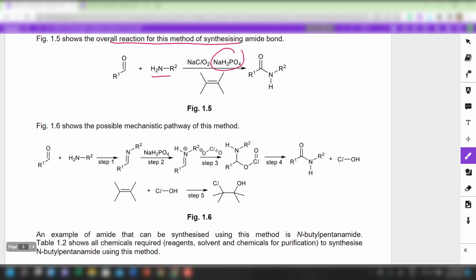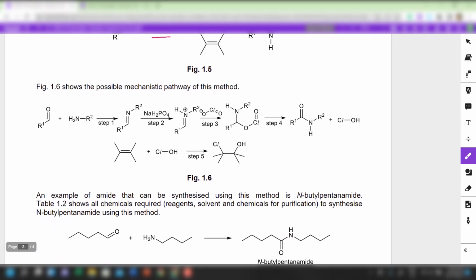Okay, and then over here, figure 1.6 shows you the possible mechanistic pathway. So the first step actually involves a reaction which you are very familiar with. It's like a formation of an imine. Then after that, the sodium dihydrogen phosphate provides the proton for some form of protonation, and later on something happens. You have a ClO2 minus which reacts, likely a nucleophilic attack at the iminium carbon. And then after that, step 4, something happens which gives you the amides.